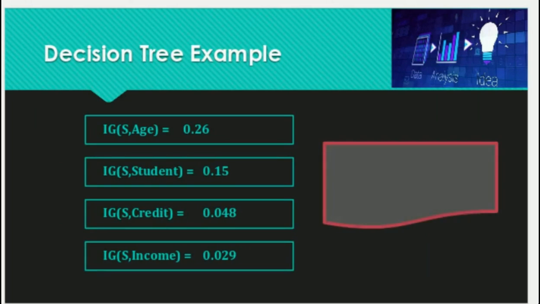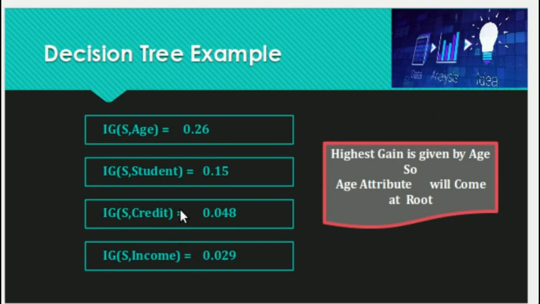Similarly, we can calculate the remaining attribute information gain. By using the same method, here we calculate the information gain. If you observe, for training set S and the student attribute it is 0.15. For credit, it is 0.048. For income, it is 0.29. You can observe that the highest gain is given by age. So, the age attribute will come at root. This is shown on the next slide.